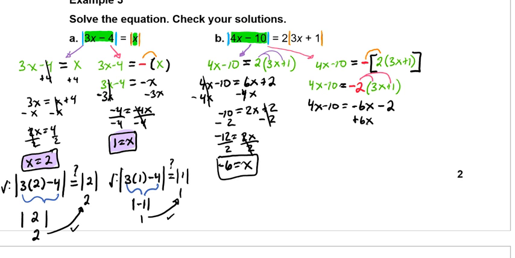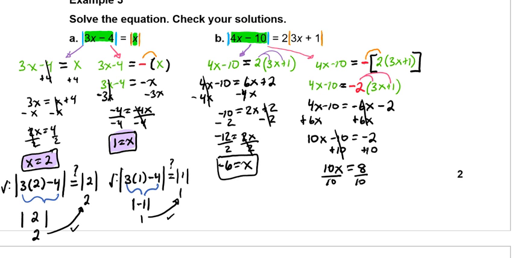So here, I'm going to add the 6x to both sides to move it over. And I'm going to get 10x minus 10 equals negative 2. Then I will add 10 to both sides to get rid of that 10. I'm left with 10x equals 8.